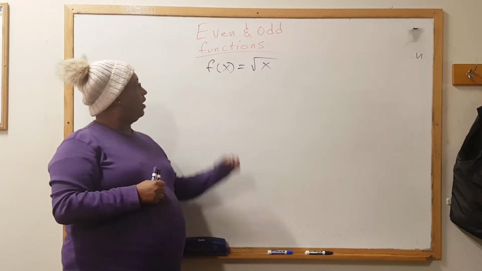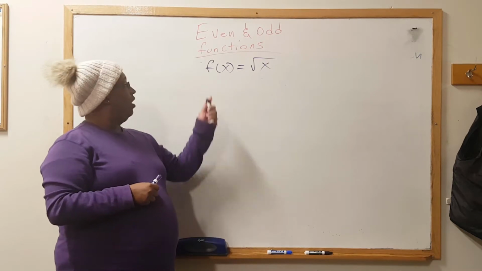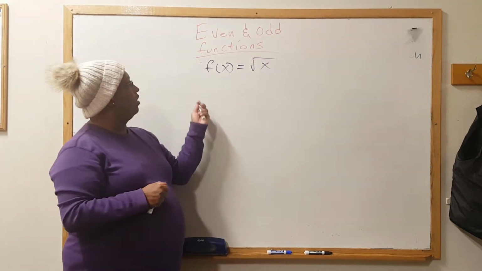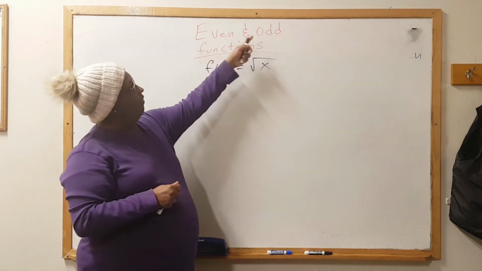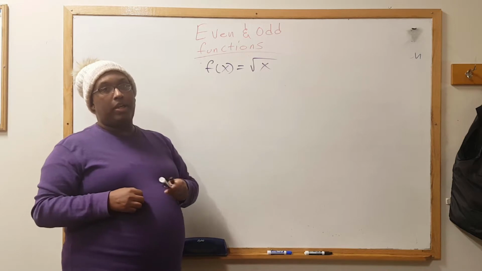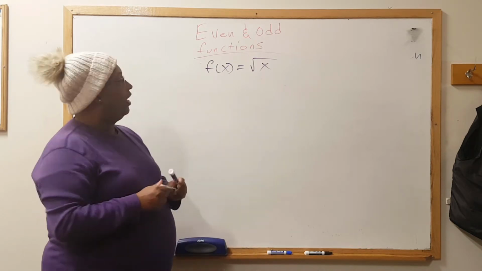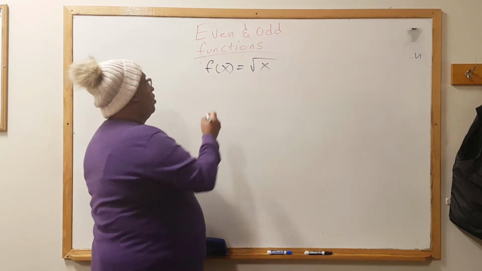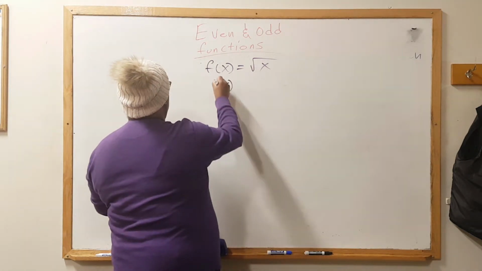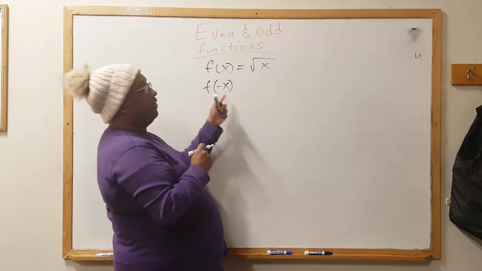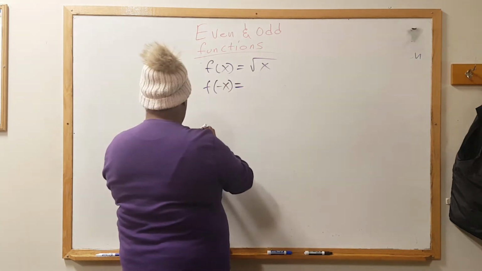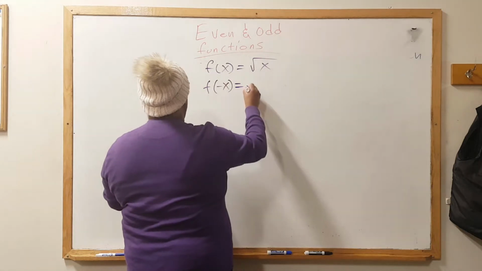Welcome back, trio. Here we are with another example. This time we have f of x equals square root of x. We want to determine whether it's an even or odd function or neither. So we have to plug in negative x and see what we get out. So f of negative x equals square root of negative x.